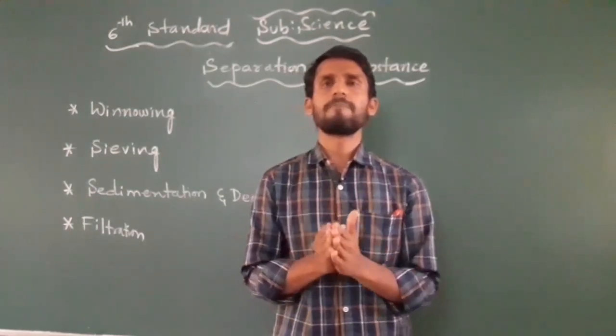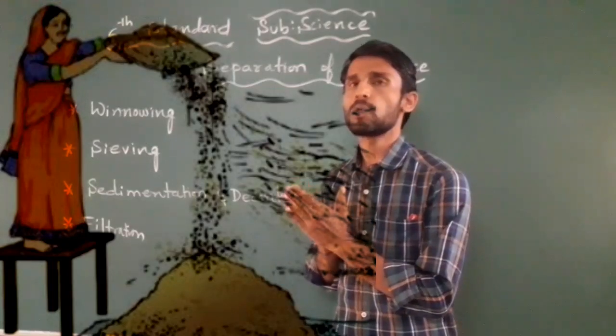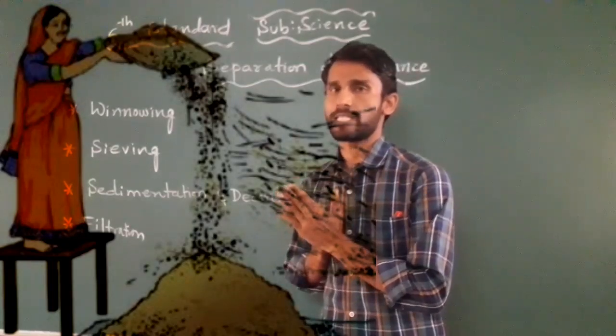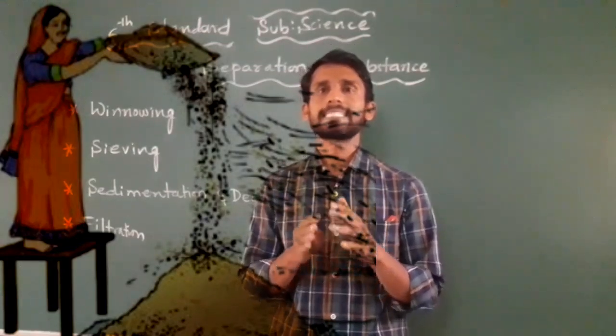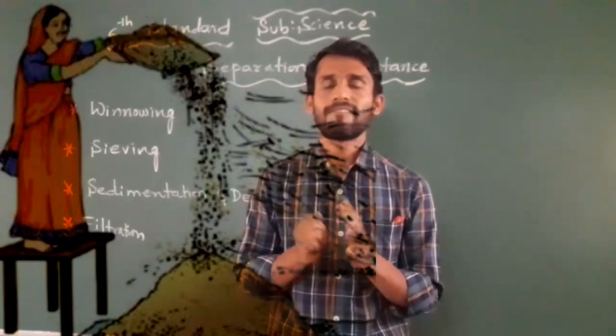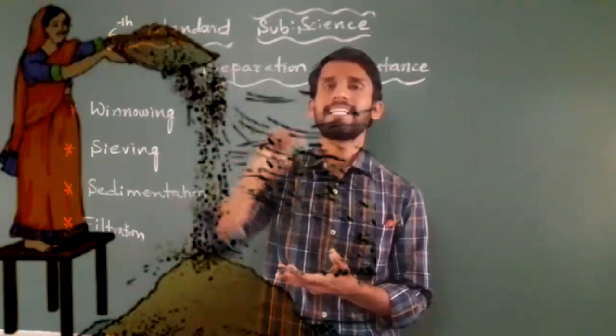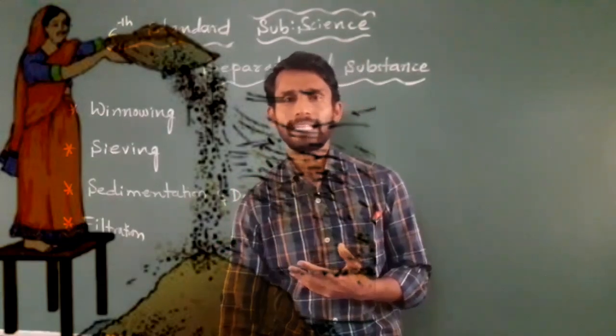Dear friends, observe this picture. This picture shows us the winnowing process. The mixture of chaff and grain is taken in a winnowing basket. The farmer stands at a higher level and lets the mixture fall to the ground.